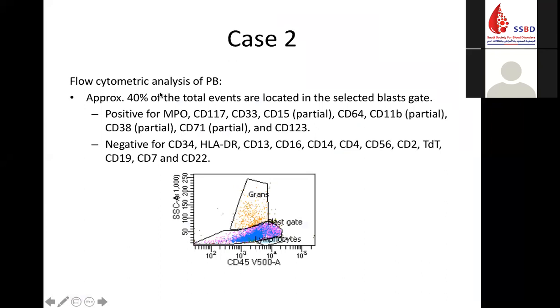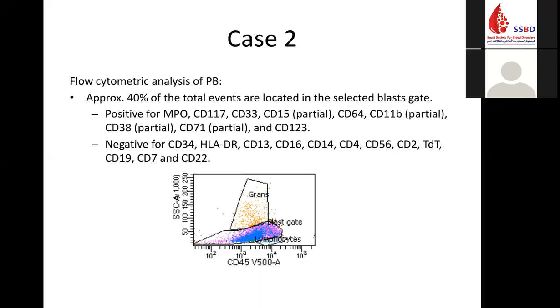This is the flow cytometry of this patient's leukemia. You can see that we have 40% total events in the blast gate. They are positive for MPO, CD117, CD33, CD15 partial, CD64, CD11b, CD38, and CD123, and negative for CD34 and HLA-DR, and all other myeloid and lymphoid markers. So the morphology, the rare Auer rods, the fine granulation, this phenotype is characteristic and diagnostic for acute myeloid leukemia. And the presence of cupping on the nucleus and the negativity of CD34 and HLA-DR is highly suggestive of the presence of NPM1 mutation or FLT3 mutation.